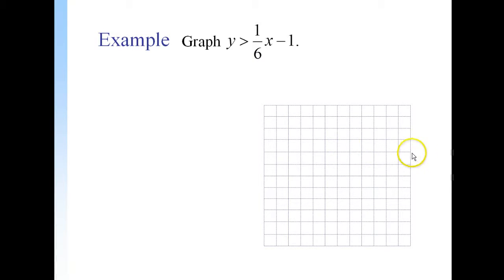Okay, let's graph this one. First, we want to set up our axes. There's our y-axis, and there's our x-axis. Now, what is our y-intercept? Well, our y-intercept is -1. So we put a dot at -1. Now, what's our slope? 1/6. Now, it's rise over run.